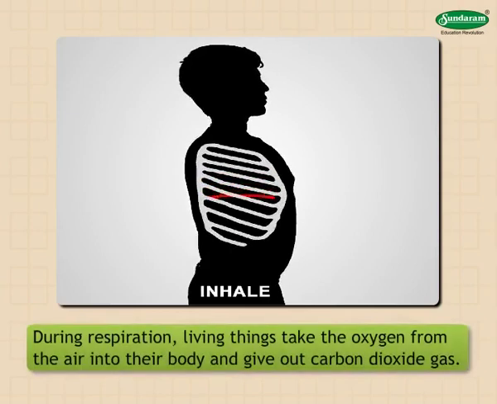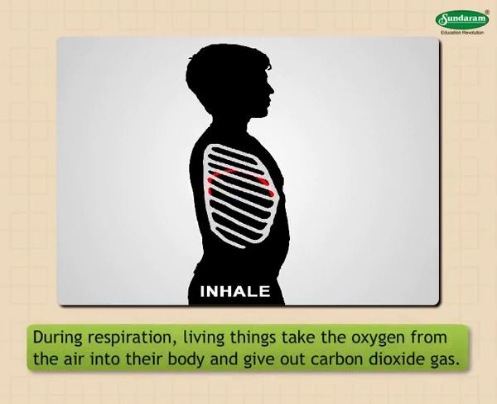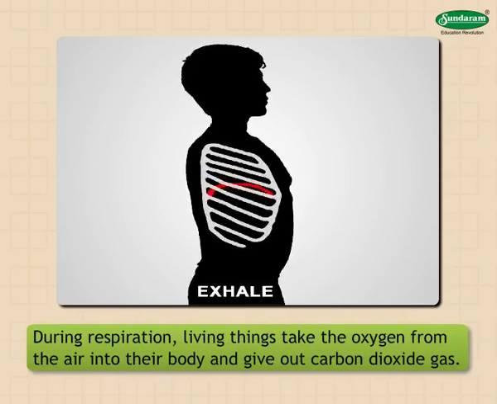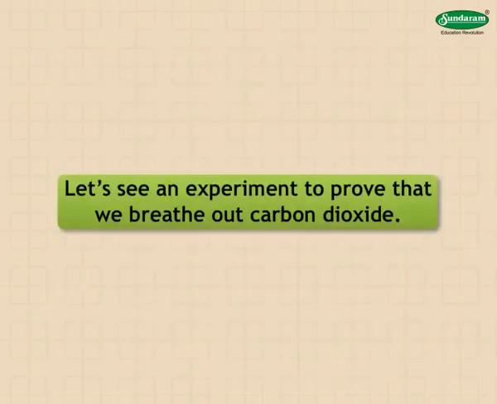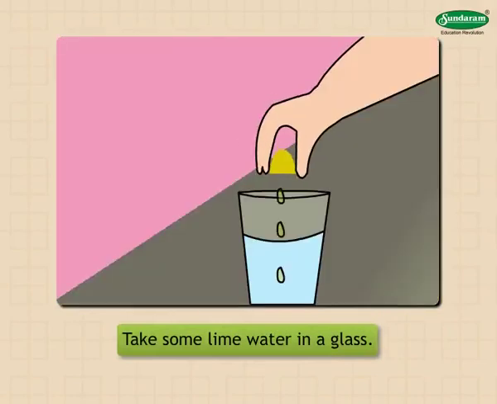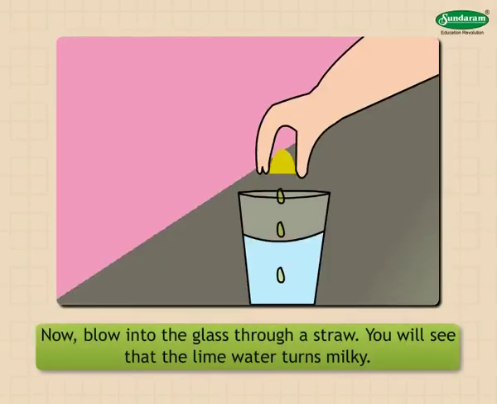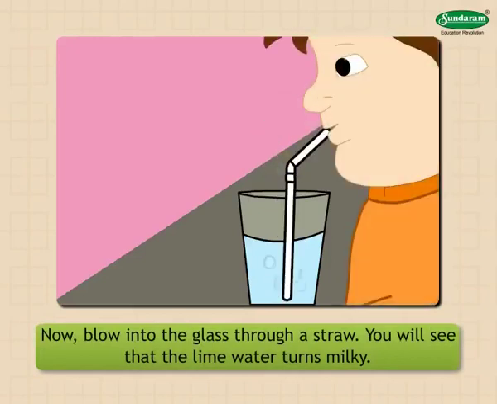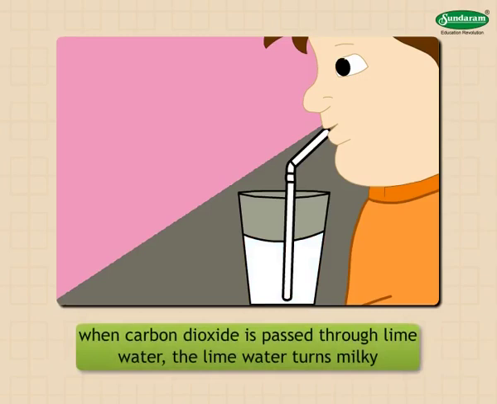During respiration, living things take the oxygen from the air into their body and give out carbon dioxide gas. Let us see an experiment to prove that we breathe out carbon dioxide. Take some lime water in a glass. Now, blow into the glass through a straw. You will see that the lime water turns milky. Note that when carbon dioxide is passed through lime water, the lime water turns milky.